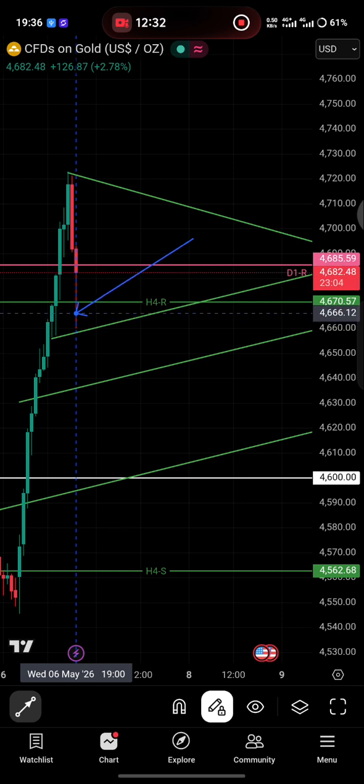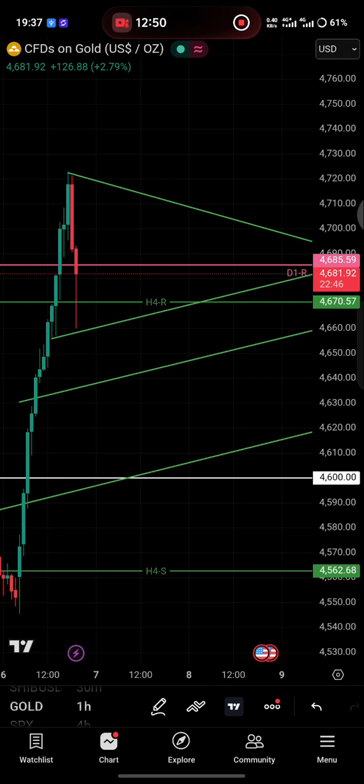So we always wait for a retest or retracement before we start buying or selling, because a retest or retracement is manipulation, and a manipulation is to take out orders, take out volume. So we wait after a manipulation happens before we start entering a trade. Am I clear?